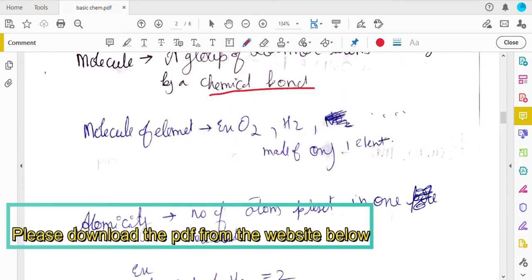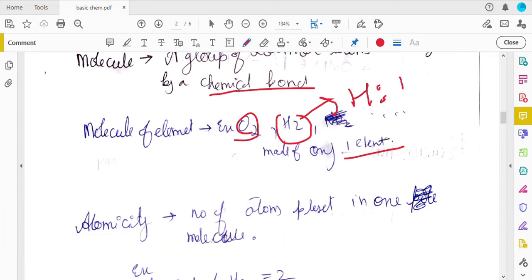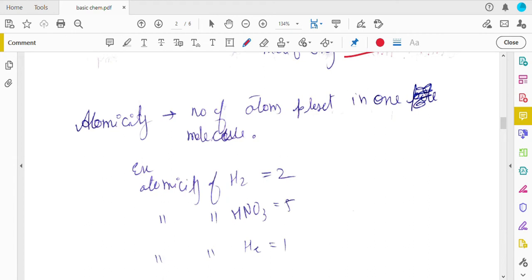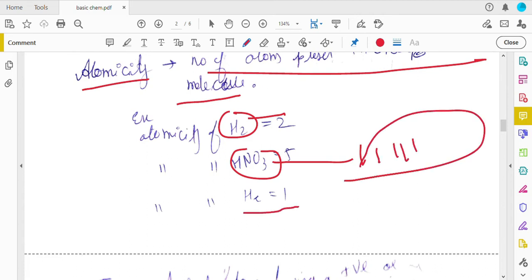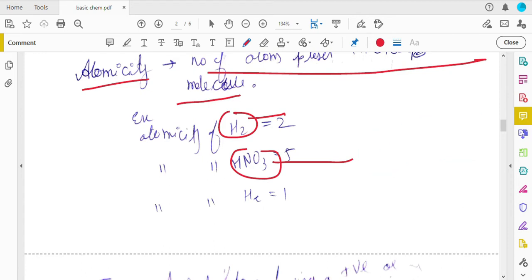Molecules of an element are made of one kind of element, for example oxygen and hydrogen, that is, they would have only one kind of element. Completing their shells. Atomicity. Atomicity is the number of atoms present in one molecule. Example, atomicity of hydrogen H2 is 2, atomicity of HNO3 is 5: hydrogen 1, nitrogen 1, oxygen 3, total 5. And helium's atomicity is 1 because it exists as 1 atom in its state.